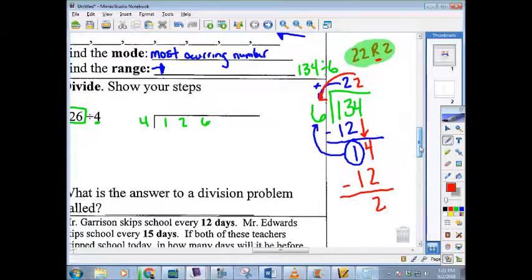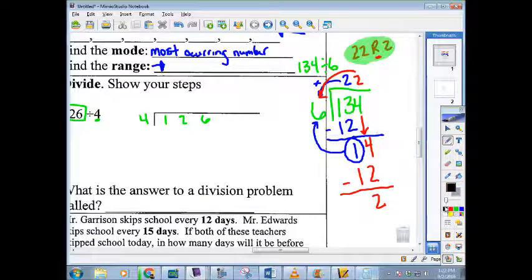So here's what we have to do. We have to add a decimal after this, because some people might say there's nothing else for me to bring down. Well, yes there is. Can I add a decimal and a 0? Remember, did I change 134 at all? Did I make it bigger or smaller by adding a decimal 0? No, all I did was extend it out. Now we're going to bring down that 0.